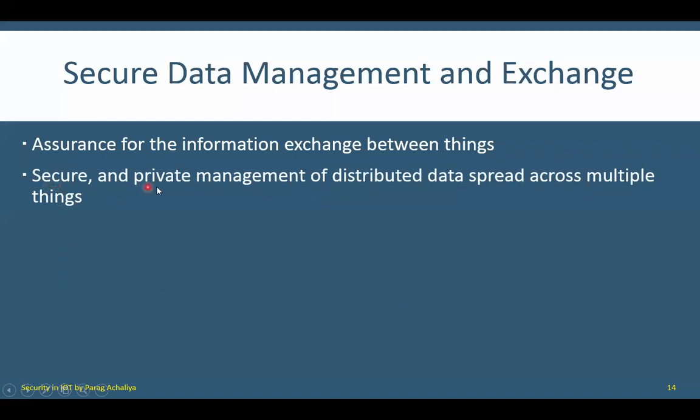This data must be secure, and private management of distributed data spread across multiple things will be the focus in secure data management and exchange of data. Whatever distributed data is generated in your IoT application will be distributed among various devices. While distributing that data, privacy management will be the focus, and that private data will be spread across various devices. And at the end, that spread data will be collected at your server, or let's say at a centralized location.